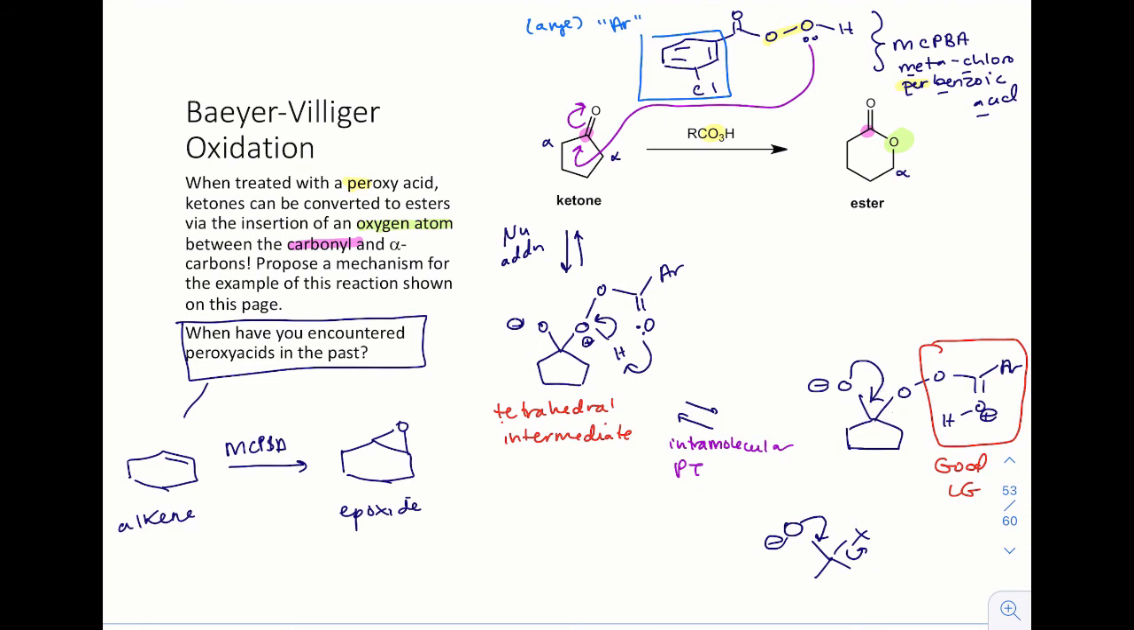happening, this bond between the carbonyl carbon and the alpha carbon, this bond, those electrons migrate over, break this weak OO bond, and that generates this ester product and a carboxylic acid derived from the peracid, which is a stable molecule and a good leaving group. Okay, if you're saying, what?